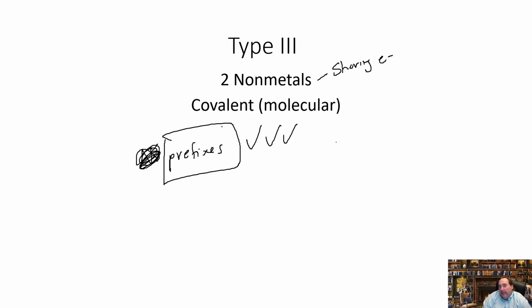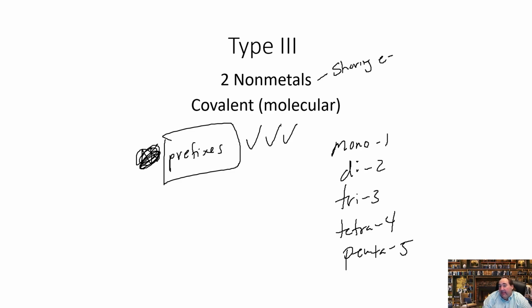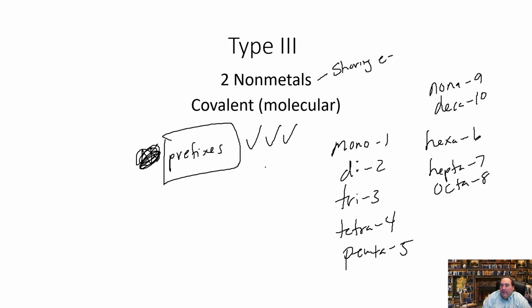We use prefixes like mono is 1, di is 2, tri is 3. I think I have a table coming up here of each of these. Tetra is 4, penta is 5, hexa is 6, hepta is 7, octa is 8. Nona is 9, and deca is 10. Wow. So this is the place where we do use prefixes.